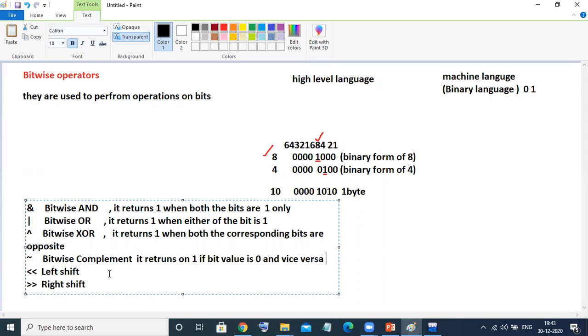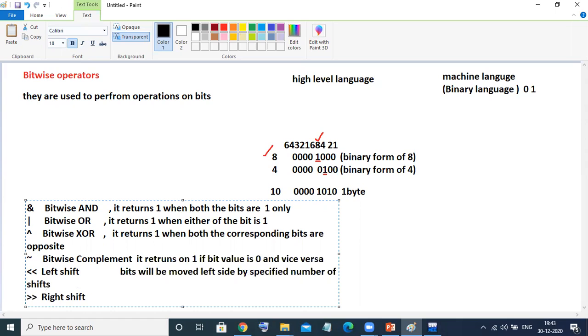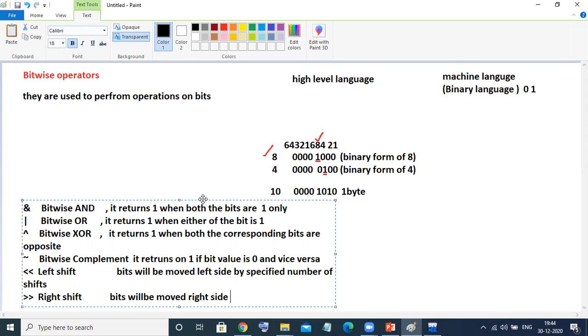Now left shift. Left shift means bits will be moved to the left side by a specified number of shifts, depending on how many positions or bits the user wants to shift. Similarly, right shift means the bits will be moved to the right side, and the number is given by the user, how many bits they want to move right. So we'll take examples one by one to understand in a simpler way.